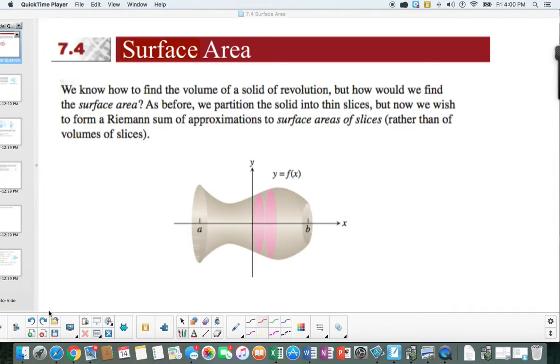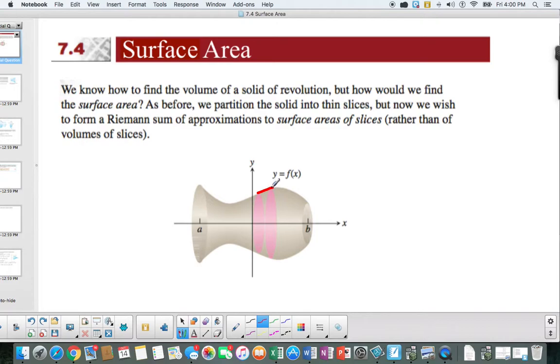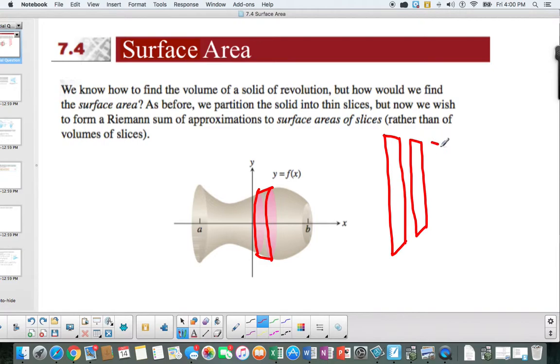Surface area. This is actually an extension of 7.4 arc length in our book. What we're going to do is take little pieces of surface area in a volume of revolution. We're going to take this little strip going around, and it's going to look something like this. It's a strip that's going around the volume. We're going to find the area of this strip and add it to other little strips as we go around and around this solid.